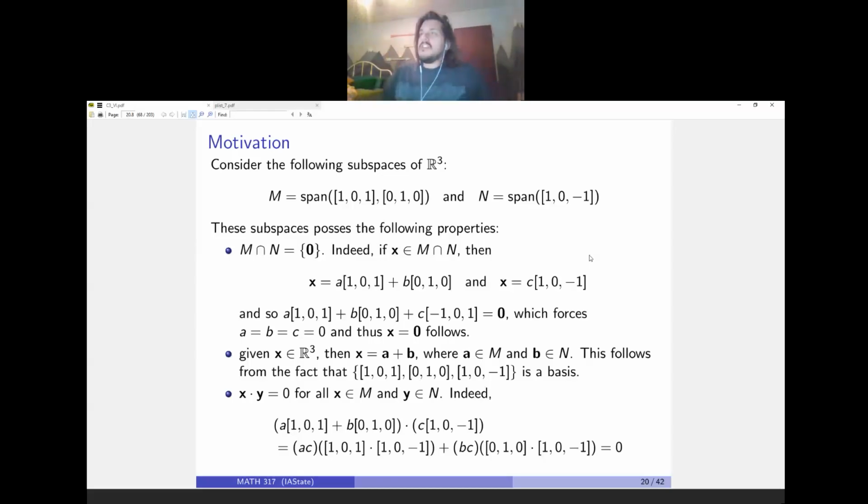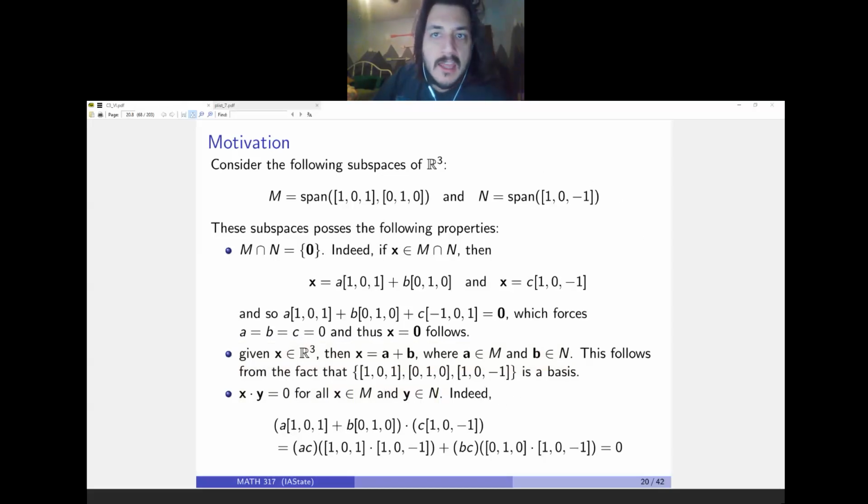All right, so these two subspaces of R3 have the following three properties. Their intersection is trivial. The only thing in their intersection is the 0 vector. Everything in R3 can be written as a summation of the two things, so that's kind of neat. And the dot products of any element out of M and any element out of N must equal 0. So it has these three key properties.